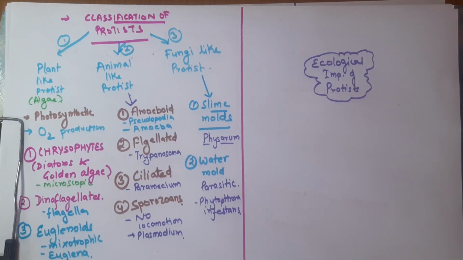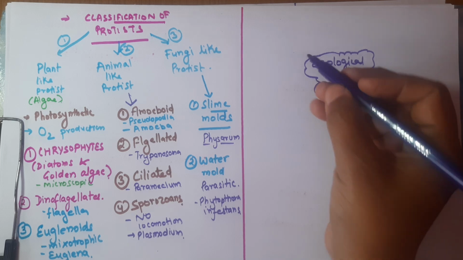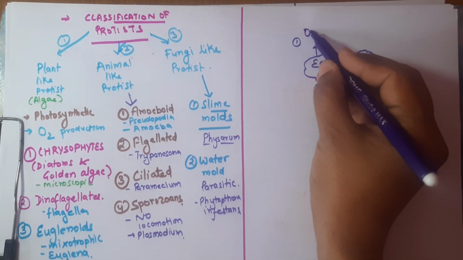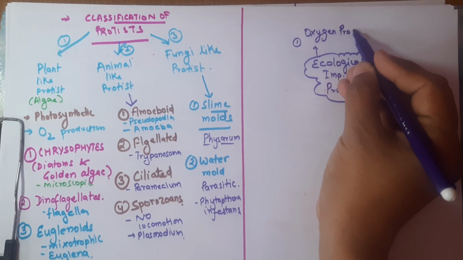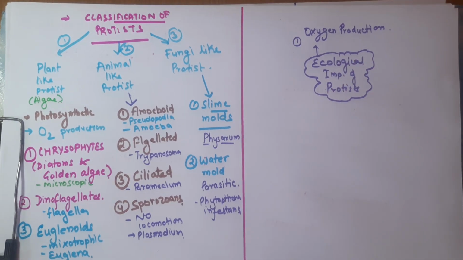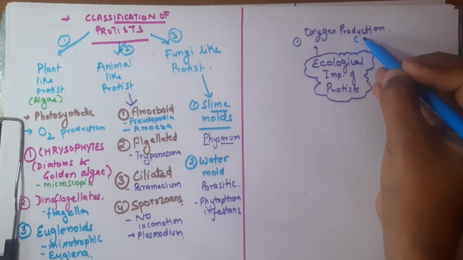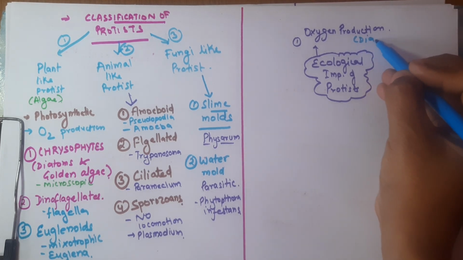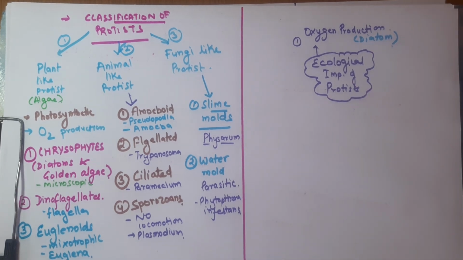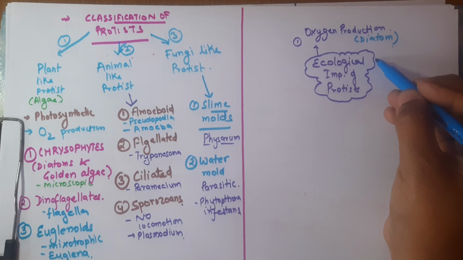Kids, I usually like to draw flow charts so that it is easier to remember. So first of all, the first important role protists play is oxygen production. The algal protists like diatoms contribute significantly to the atmospheric oxygen level, because they are capable of performing photosynthesis. I think you got my point. So basically we will write diatoms, or any plant-like protists, they have the tendency to perform photosynthesis, so they will contribute towards oxygen production.